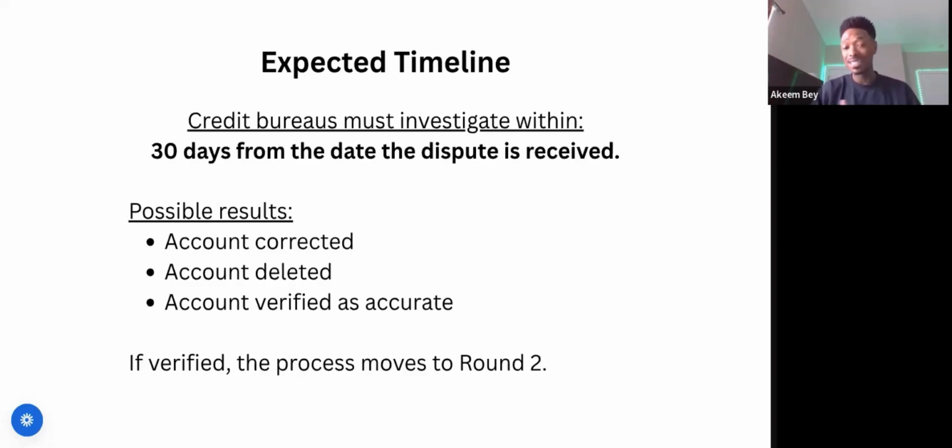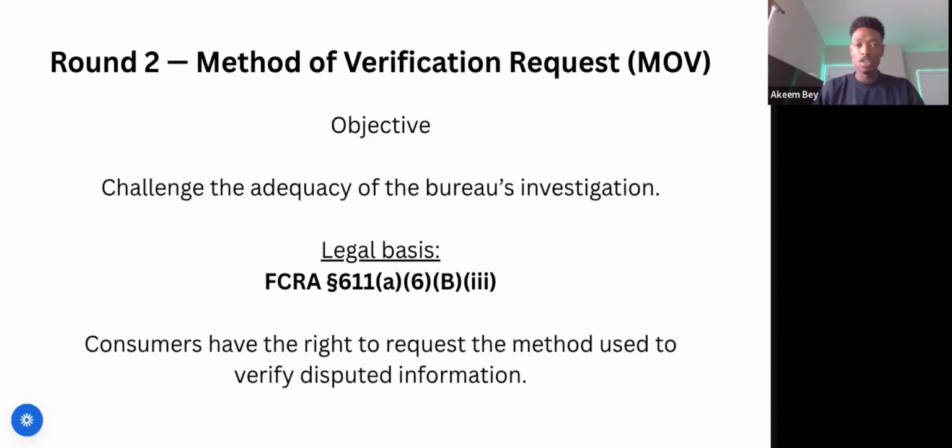Hopefully the account is just deleted if it's that charge off, collection, repo, bankruptcy, etc. Or they might verify the account as accurate. But if they verify it as accurate, then we want to move on to the second round of disputes in this process. So when it comes to round two, what we want to do is what's called a method of verification. And again, with all of this disputing, we're leveraging the federal laws under the FCRA, right?